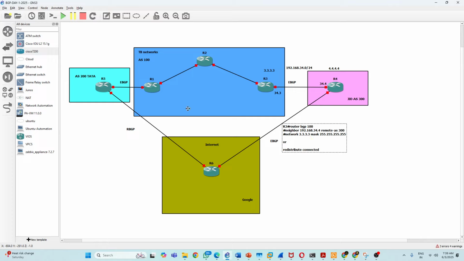We will see that later. I'm just talking about EBGP between R3 and R4.